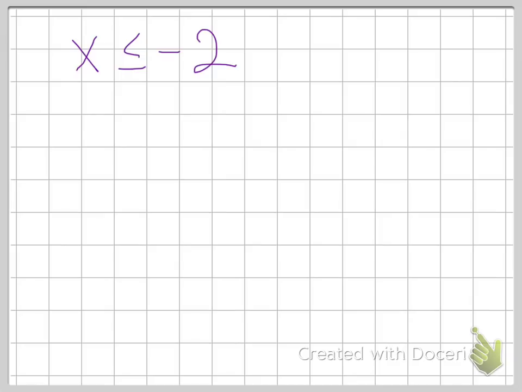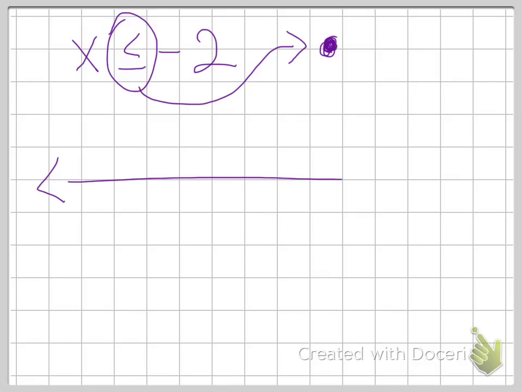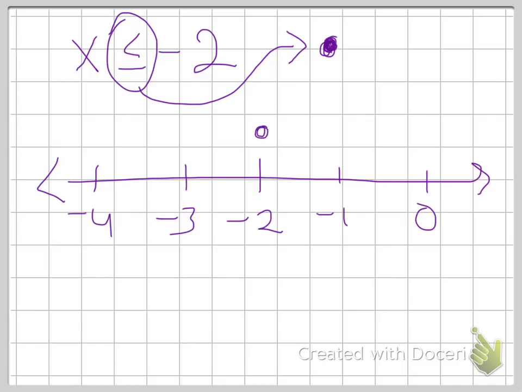So let's do another example to make sure that this is kind of going through. So x is less than or equal to -2. The first thing I look at is this symbol, and this symbol tells me, because it has the or equal to part, that I'm going to be using a circle that is filled in. So when I go to my number line, I'm going to stick -2 in the center, -3, -4, and I'm going to fill it in with a closed circle over the -2.